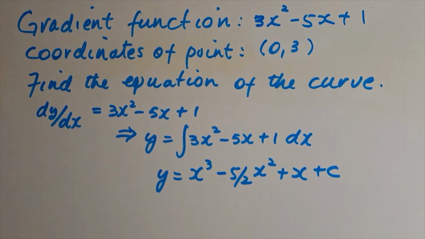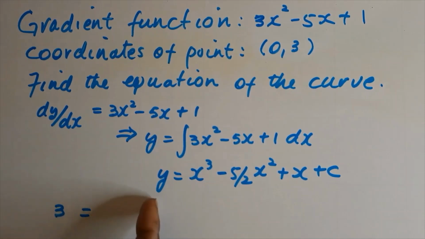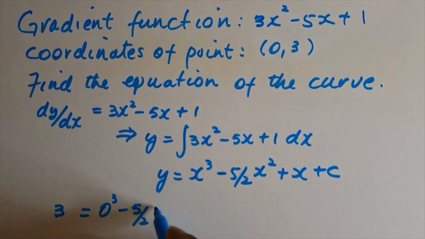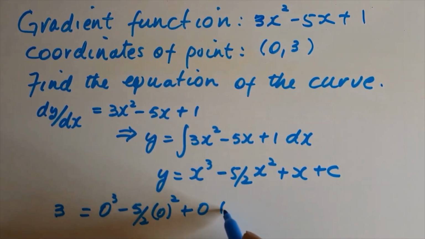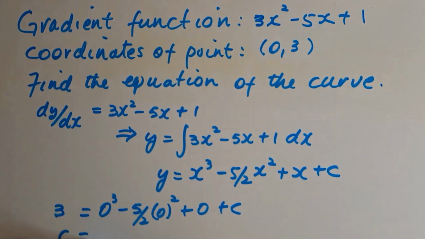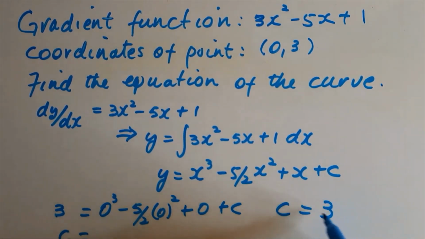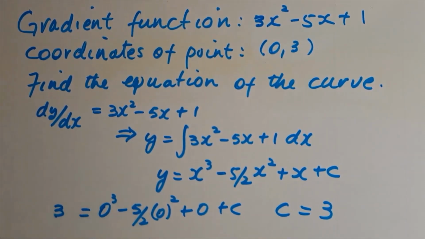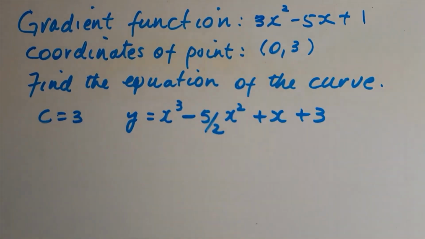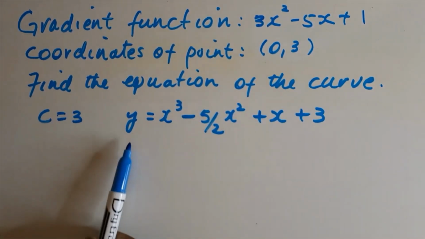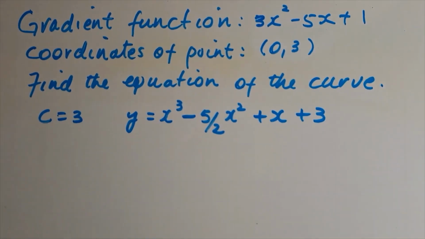And we're given when y is equal to 3, then x is equal to 0. So y is equal to 3, and this will be 0 cubed minus 5 over 2, 0 squared, add 0, add c. So we know that c is equal to 3. So our constant of integration is 3. So with our constant of integration being 3, this is the equation of the curve written in standard form.